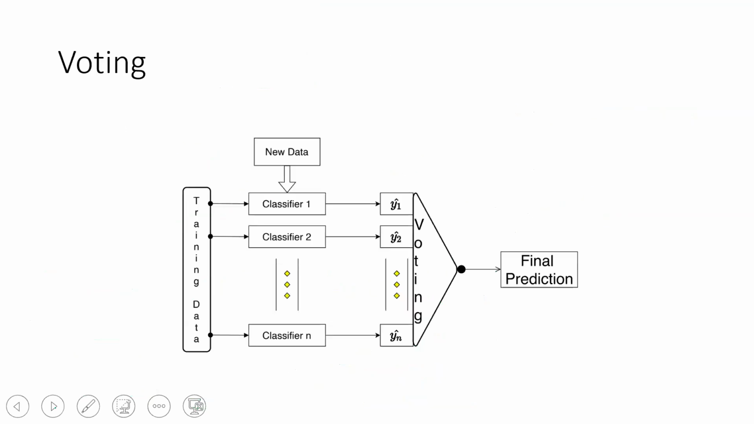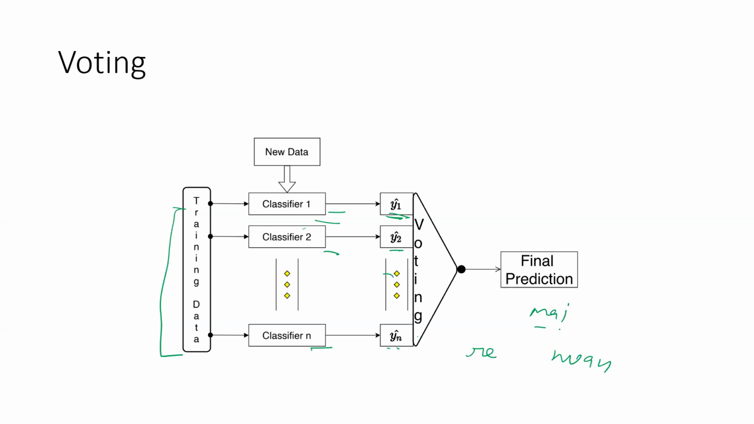So voting, as I told, we define n classifiers. This is your training data set. You define n classifiers, and for the n classifiers you take the predictions. How will you take the final prediction? These are the n predictions. You take the vote over these. For classification you take the majority class, and for a regression problem you take the mean. So this is what I mean by voting.